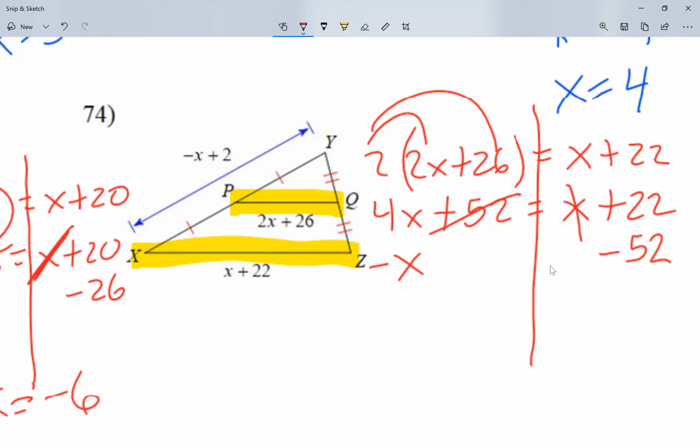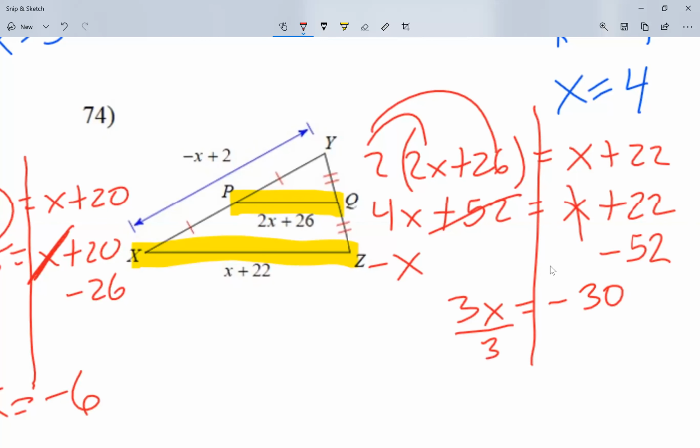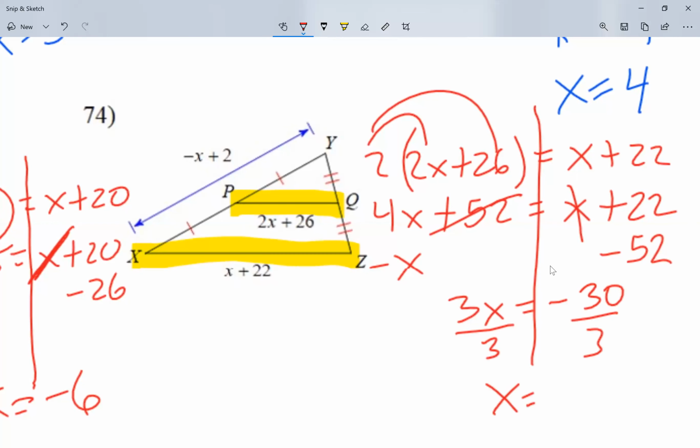So on the left side, I see 4x minus 1x, right? 4 minus 1. Think about it. 4x minus 1x, I'm going to call that 3x. On the right side, 22 minus 52, I'm going to call that negative 30. Let me divide both sides by 3. I know a negative divided by a positive is negative. 30 divided by 3 is 10. So x equals negative 10.